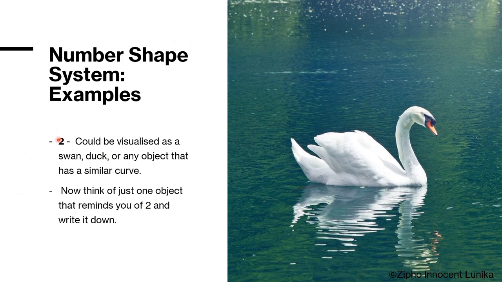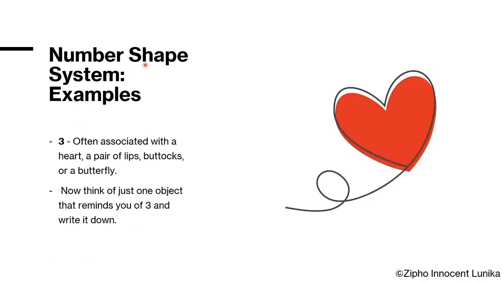The number 2 could be visualized as a swan, a duck, or an object that has a similar shape to the number 2. So for example, here we have a swan, kind of reminiscent of the number 2. Write whatever image comes to mind that reminds you of the number 2, or that sort of looks like the number 2. Now for the number 3. Number 3 is often associated with a heart, a pair of lips, buttocks, or a butterfly.